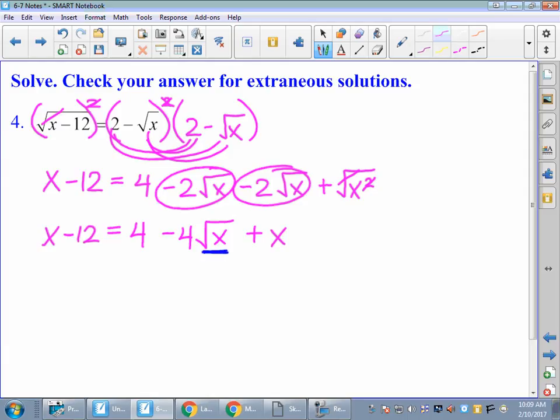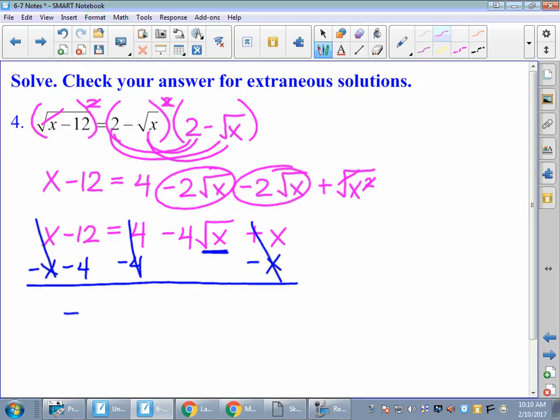rid of. So our next game plan is you treat this problem just like the beginning of the first. You isolate that square root of x. So we want to do everything we can to make that square root of x be by itself. So I see an x on both sides. If I subtract x from both sides, they cancel. That's nice. Okay, and then I'm going to subtract the 4 over as well. And when I subtract 4 over, the negative 12 and the negative 4 make negative 16.